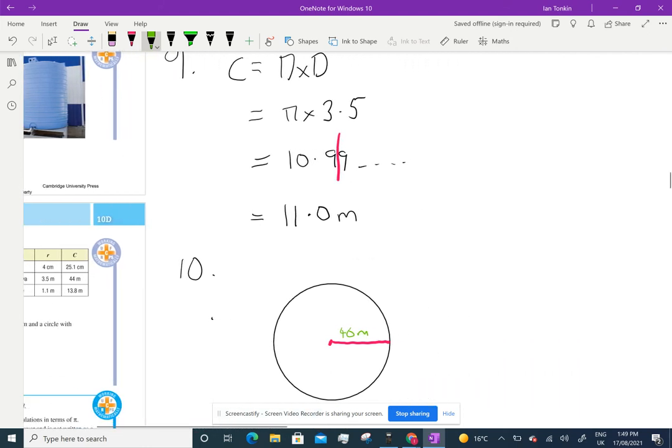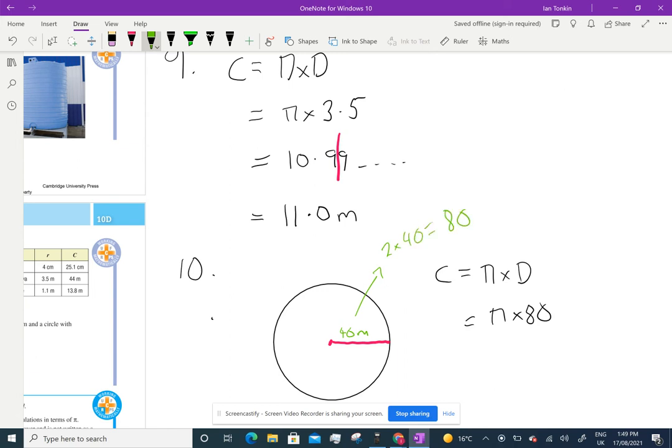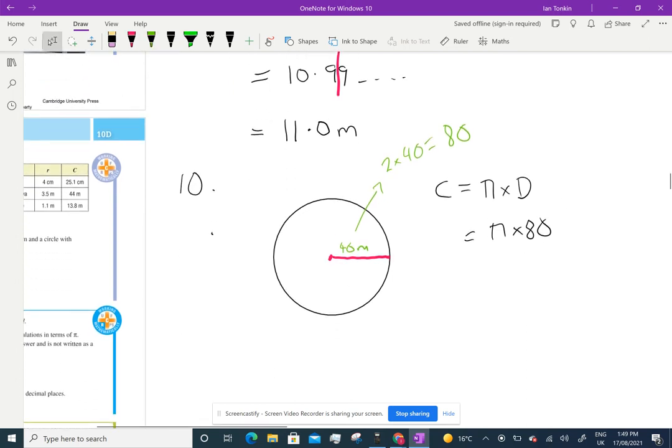Okay, well, I need to work out the circumference. So the circumference equals pi times diameter. Well, that's going to be pi times 80. Now, I'm not going to do that calculation yet. And by the way, I hope you know how I got 80. I just did 2 times 40 equals 80. Because that'll tell me the circumference, but I only want to do one calculation on my calculator.